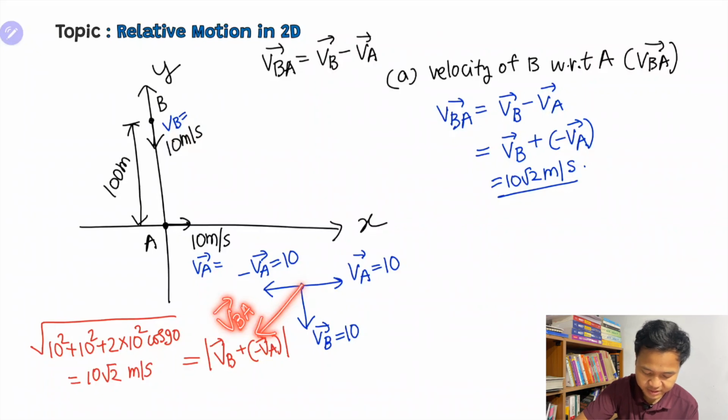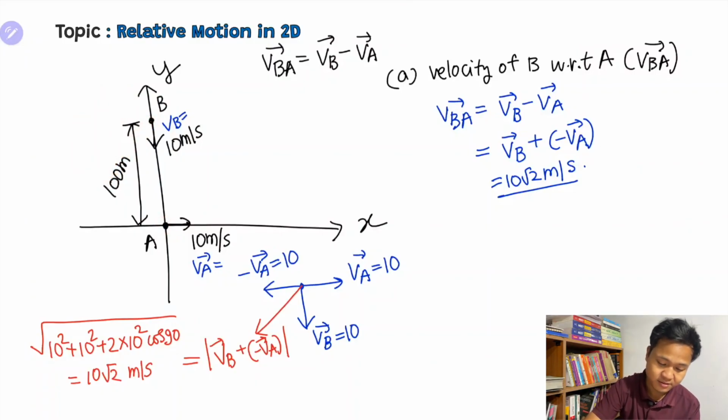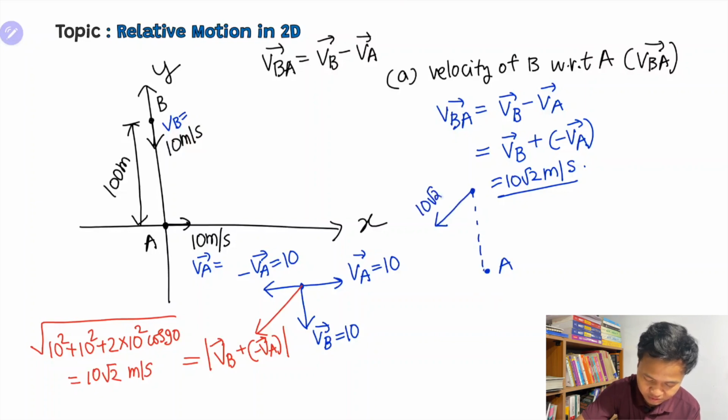If you are at a and at rest, you will see that b is moving in this direction, right? So here, if you are at a, you will see that b is moving in this direction with 10 root 2 meter per second. So here I can write, if I am at a, along the y-axis, I will see that b is moving along this side with 10 root 2 meter per second.